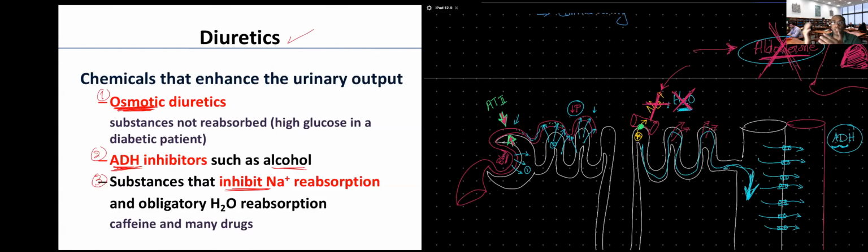So again, three main types of diuretics that we've seen. Osmotic diuretics, like in case of glucose in diabetic patients. ADH inhibitors like the alcohol, and the inhibitors of the sodium reabsorption like the caffeine.